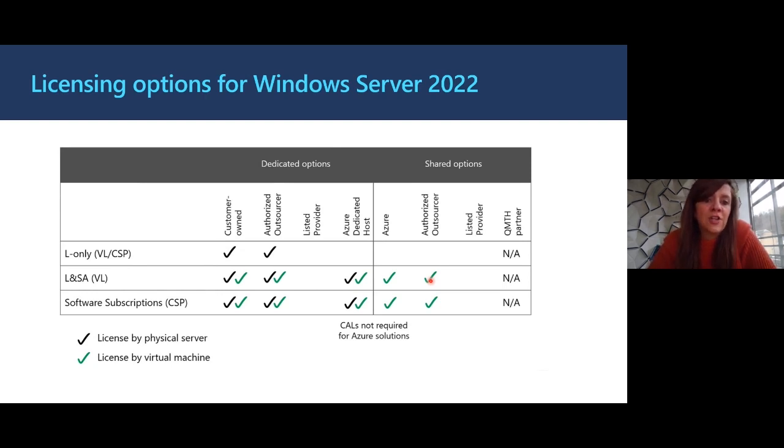So if a customer wants to run a lot of virtual machines, then licensing the physical cores may be a good option. If a customer just wants to run a couple of virtual machines, they don't have to license the whole physical server. So the change is made in the on-premises licensing as announced in the beginning, but this also translates to the authorized outsourcers environment.